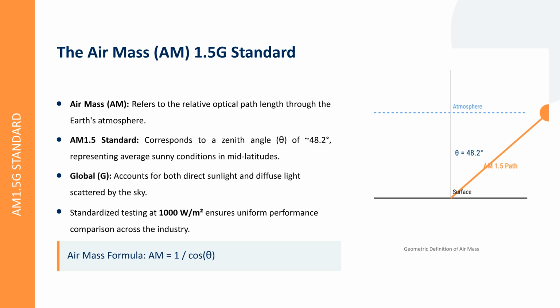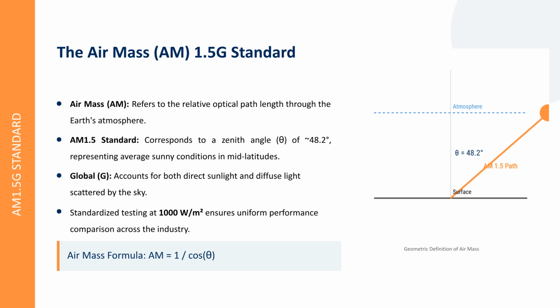Air mass defines the relative optical path length that light takes through the atmosphere. It is defined geometrically as AM equals 1 divided by cosine theta, where theta is the solar zenith angle, the angle of the sun from directly overhead. AM 1.5 corresponds to a zenith angle of approximately 48.2 degrees. This represents an average, clear, sunny day in mid-latitudes.